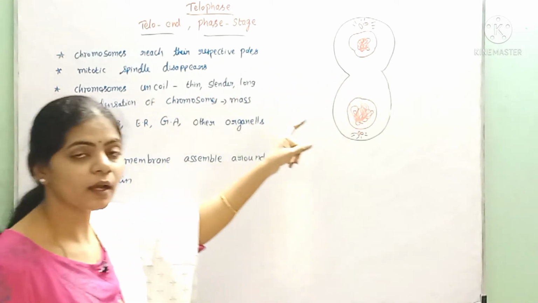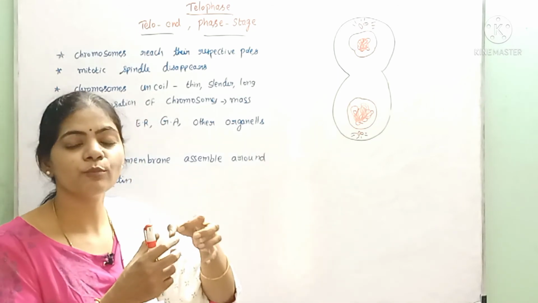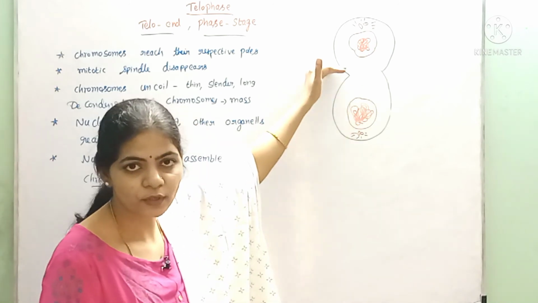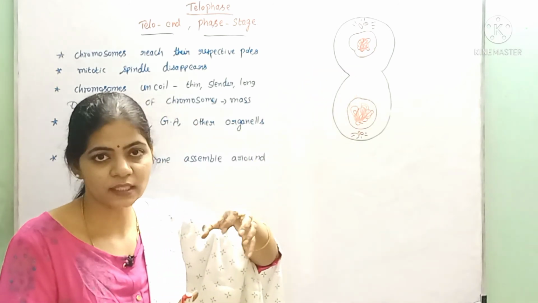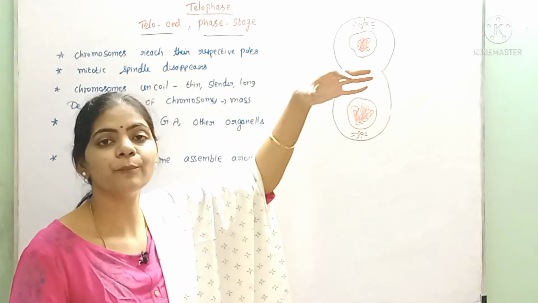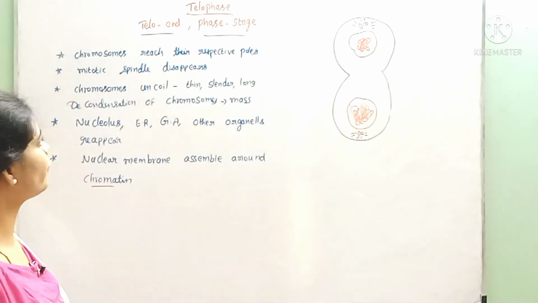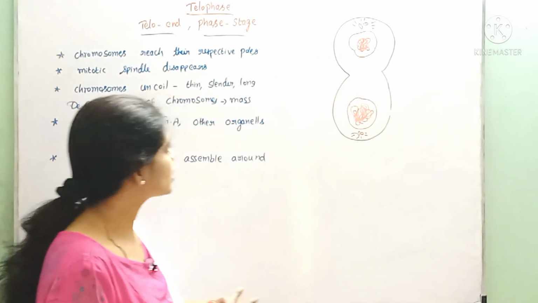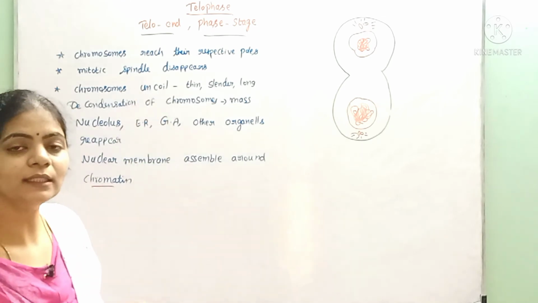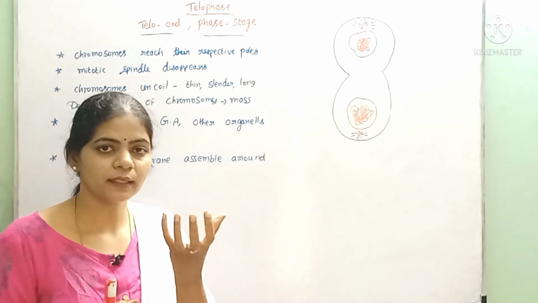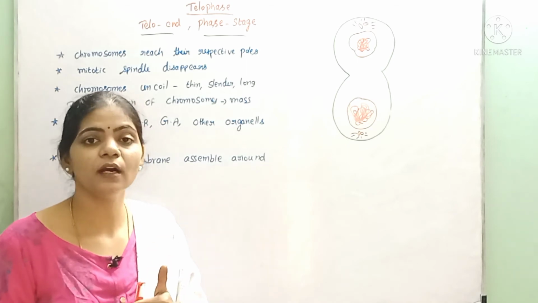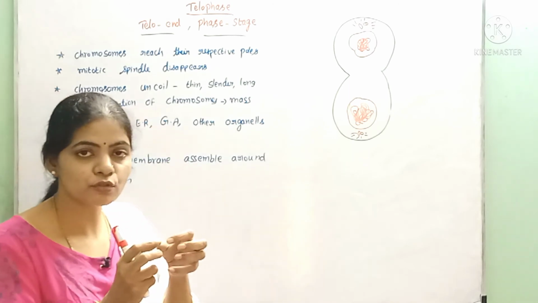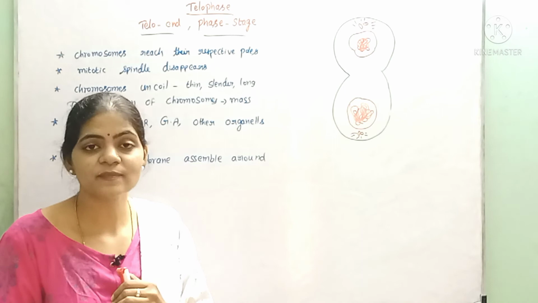What happens here? Already in the anaphase, what we have studied? The chromatids were pulled apart to the opposite poles. The spindle fibers shorten, right? The chromosomal material is pulled to the opposite poles. Here in the telophase, the chromosomes reach their respective poles. After reaching, what happens? The mitotic spindle disappears. The mitotic spindle fibers that were attached to the chromosomal kinetochores disappear, and at the same time the chromosomes start uncoiling. What is meant by uncoiling?